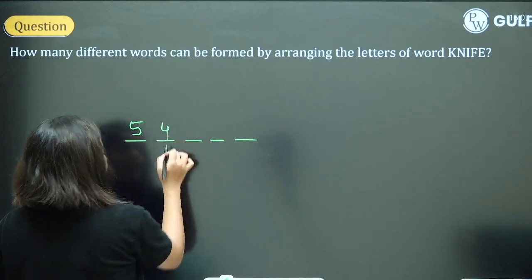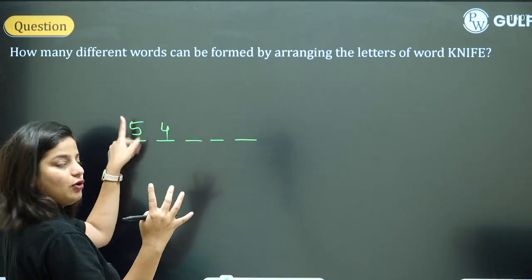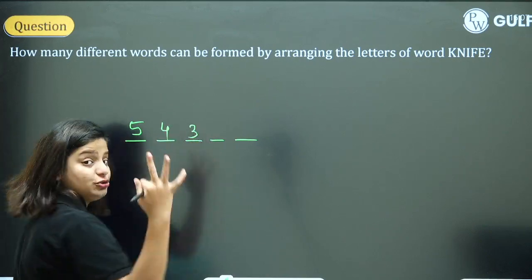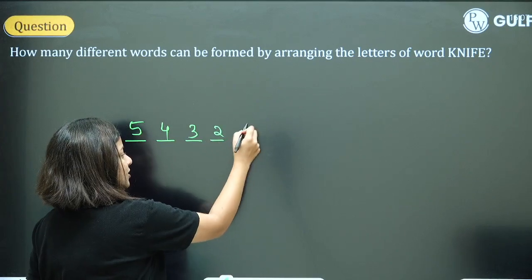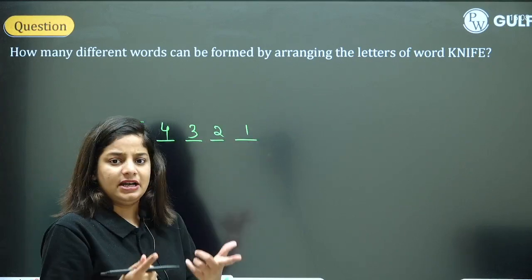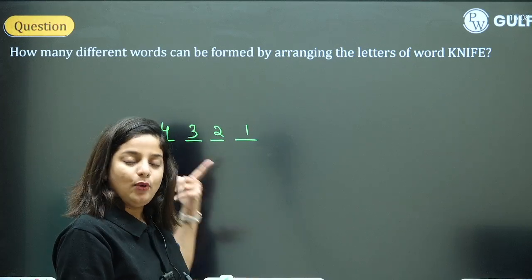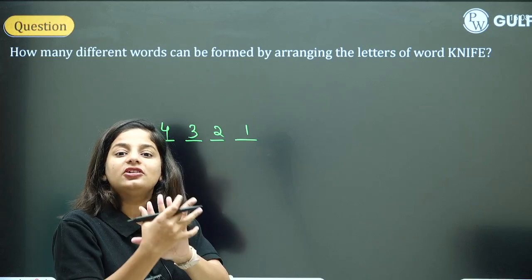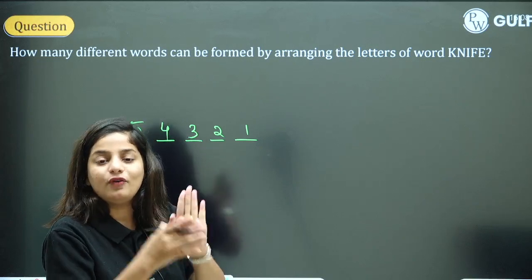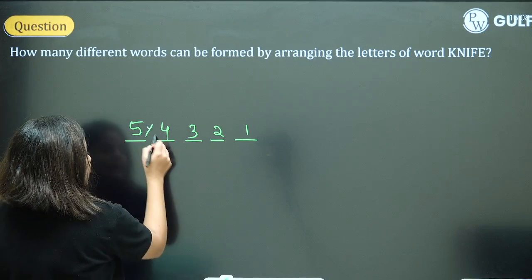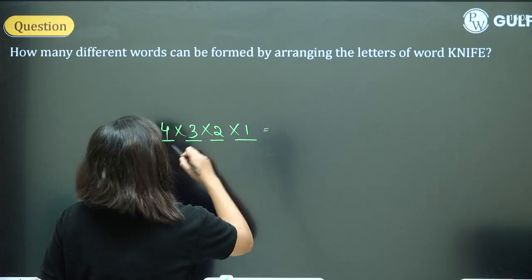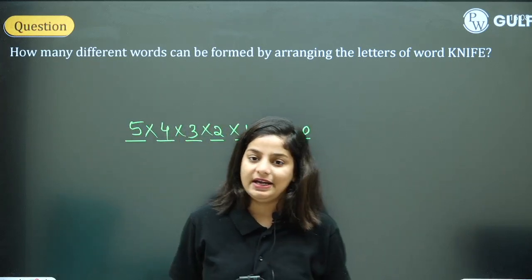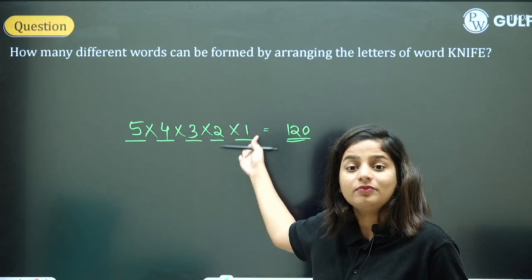The next position will have only 4 options. 1 option is already gone. Out of 5, 1 gone, so 4 left. Next place will have only 3 choices, followed by 2 choices and 1 choice. And all of them I should multiply or add? I want to make a word. In order to make a word of 5 letters, all the 5 letters should come together. Only then a word will be formed. They all are dependent. They all are occurring simultaneously. And 5, 4, 3, 2, 1 is going to give me the answer as 120. Guys, this is your fundamental principle of multiplication.